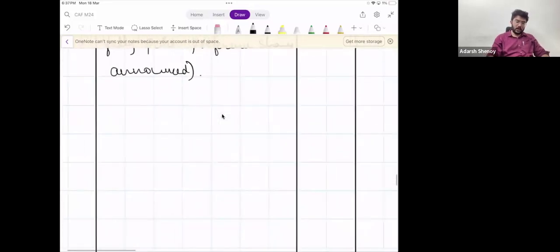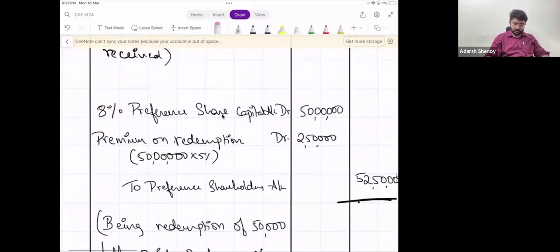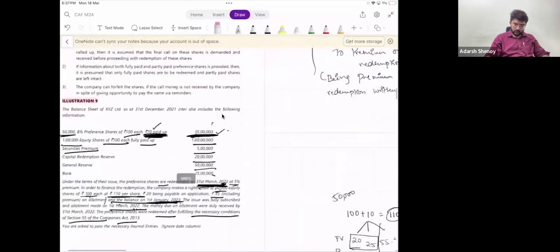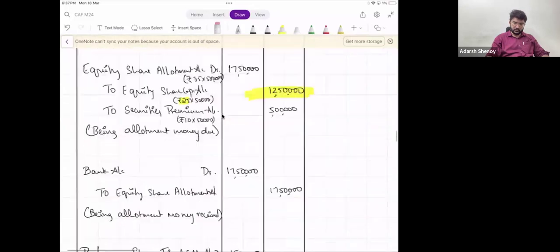So let's create the CRR. The fresh issue entries have already been passed, so just the creation of CRR now. They've not given what reserves. Oh, they have given what reserves we have. Let's see what reserves we have for CRR creation. The general reserve, there is one. Okay, general reserve is there. Let's use the general reserve.